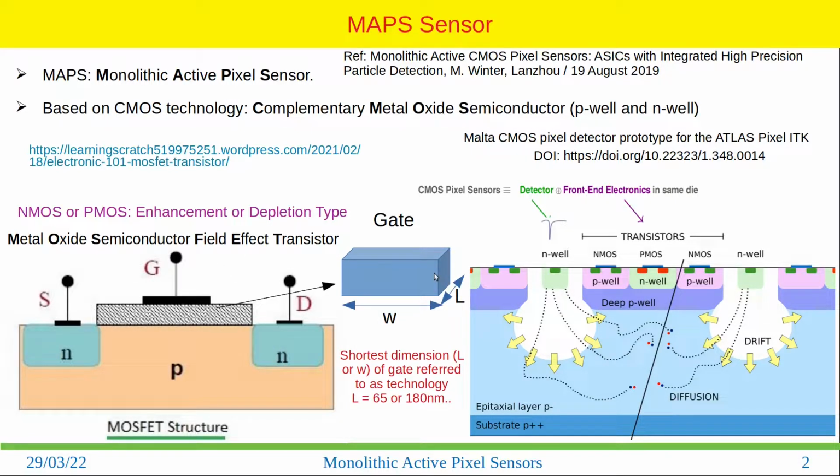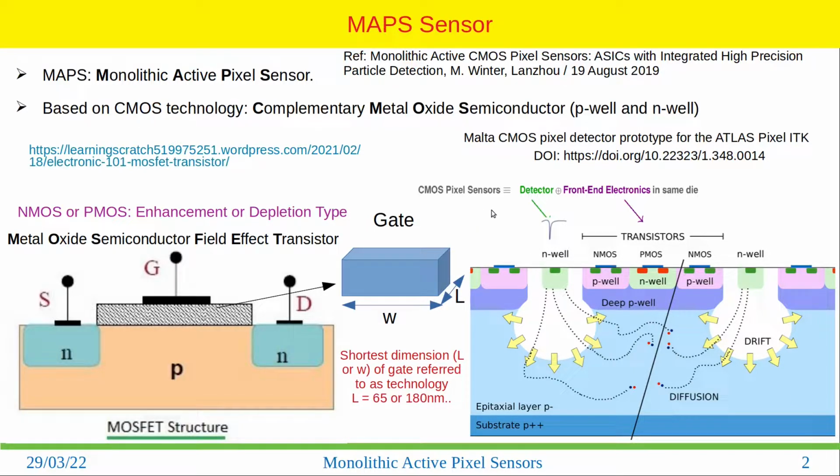Now, one more thing you can learn here. The shortest dimension of the gate is known as the technology. The gate in three dimensions has length and width in two dimensions. The shortest of the two is referred to as the technology. In this case, length is the shortest. So when we say 65 nanometer technology, this is the length of that shortest dimension of the gate, and 180 nanometer is also referred to the same way.